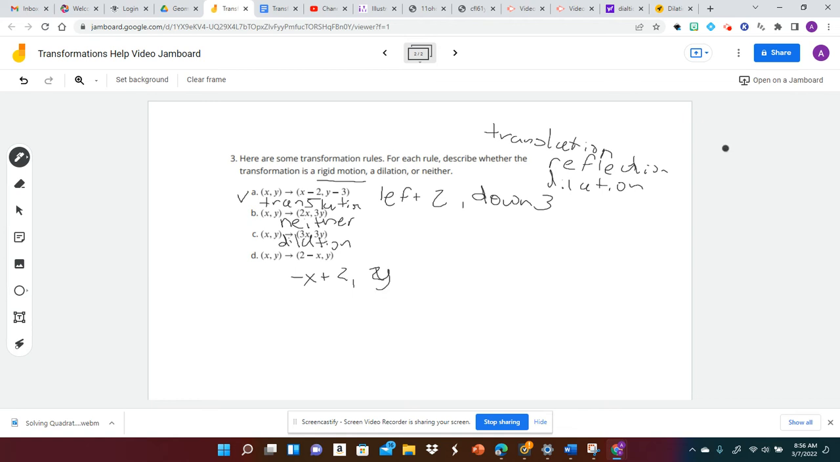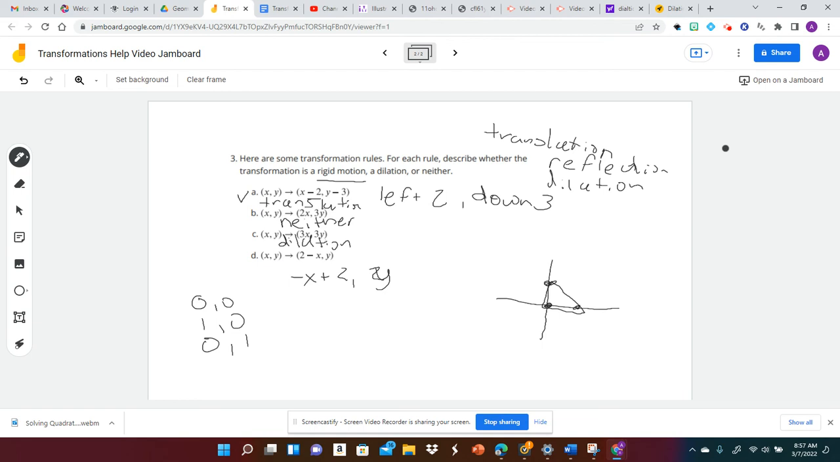So let's look at some examples. Let's look at if I did 0, 0, 1, 0, and 0, 1. So if I were to graph this, we have 0, 0, 1, 0, and 0, 1. So I'm going to make a triangle and see what happens.